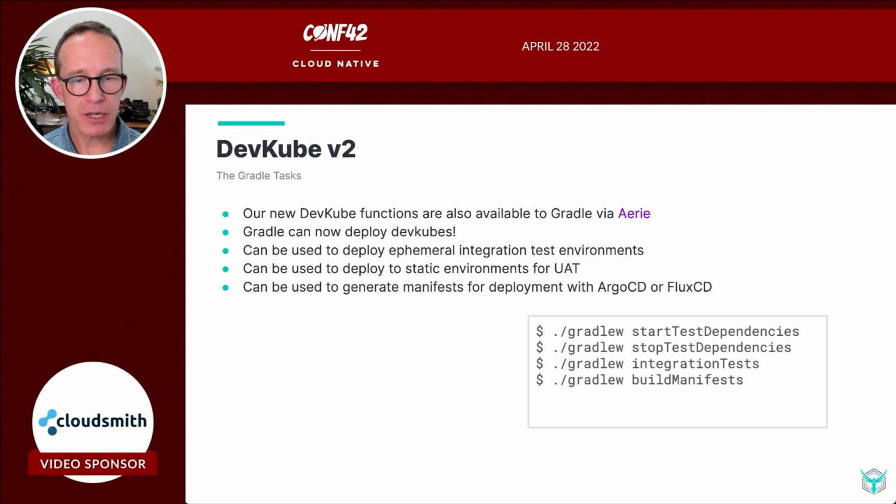But in addition to the Biodome DevCube command, now we can do DevCube-like things and other functions in Gradle. So now Gradle can deploy DevCubes, and those can be super handy as ephemeral integration test environments, for instance, or to deploy static environments for user acceptance testing. And we can also use this to create a bunch of manifests for deployment with Argo CD or Flux CD. So this can be a way for our applications to generate their own installer manifests that can be used by cloud-native tools that expect to be working with those sorts of manifests.